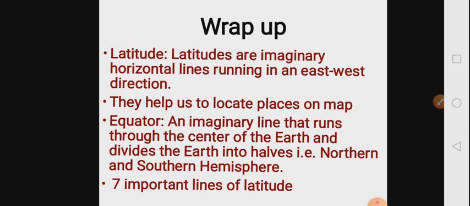An important piece of information regarding the equator is that it receives the maximum amount of sunlight because it is directly opposite to the sun, and the climate in these regions and countries is hot and it receives the maximum amount of rainfall throughout the year. Amazon forests are located on the equator. And then there are 7 important lines of latitude which we have discussed already.